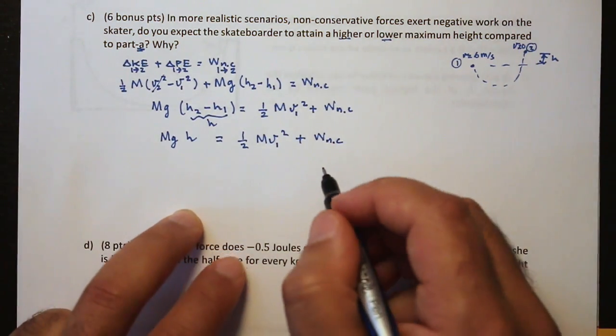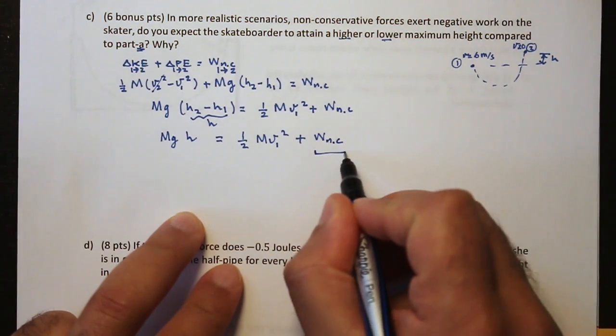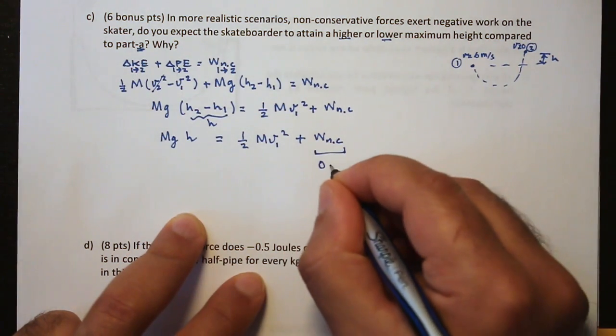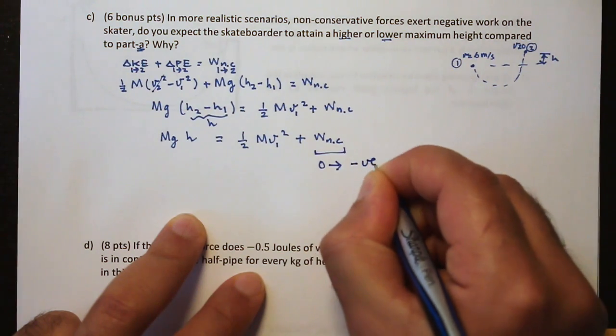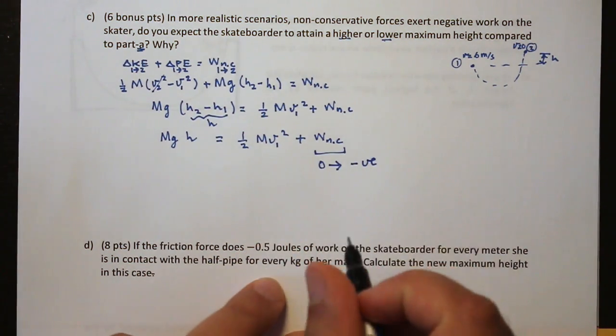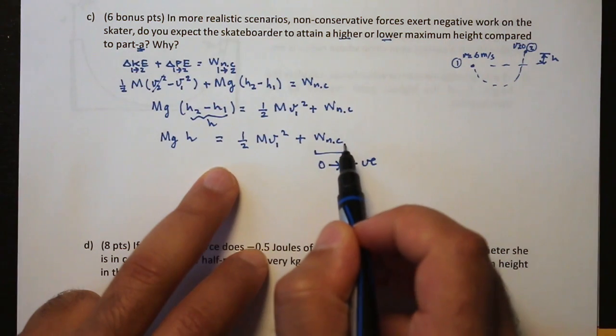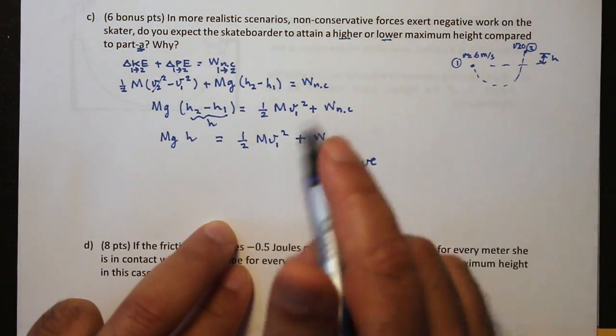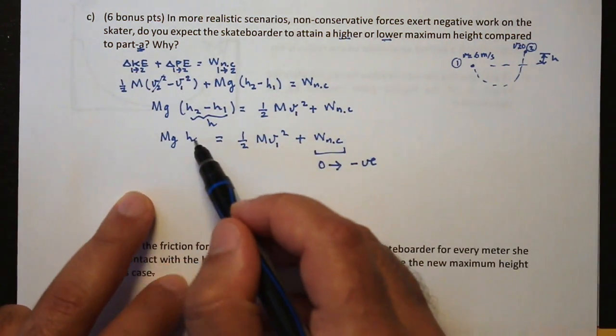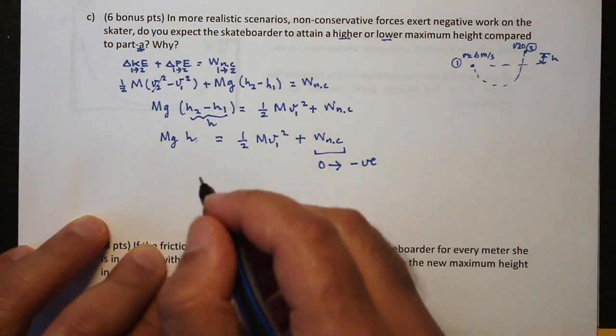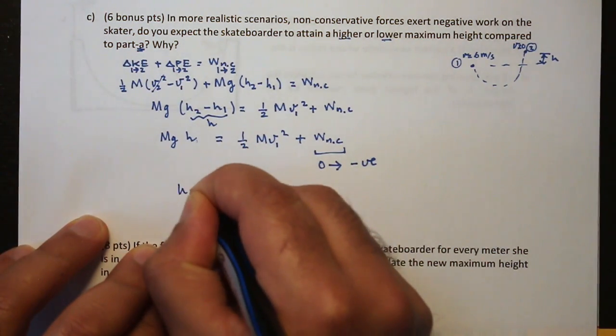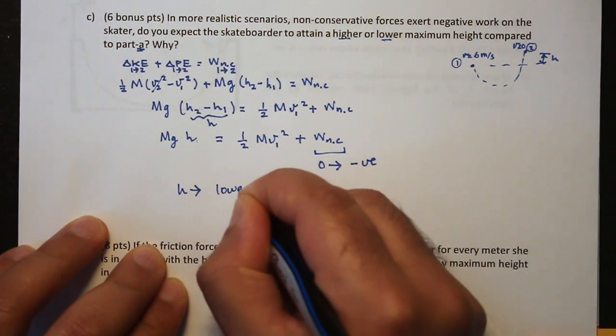So you could see that if this work goes from 0 to some negative value, that means that the right-hand side now is going to be a smaller value, and that means that the h would be a smaller value. So h is going to be lower in this case.